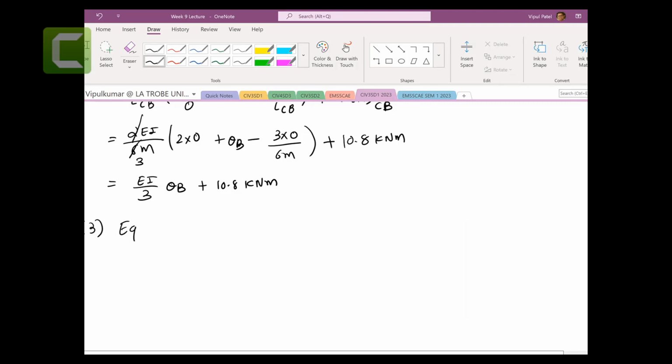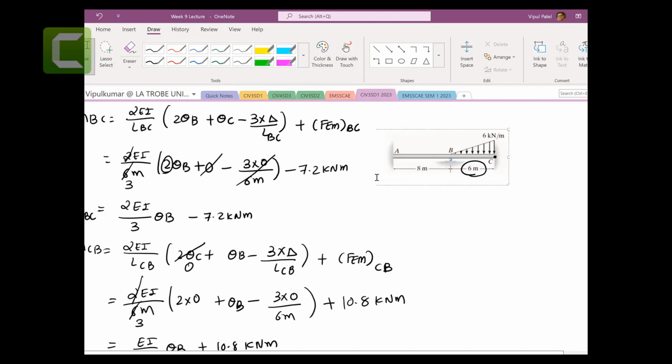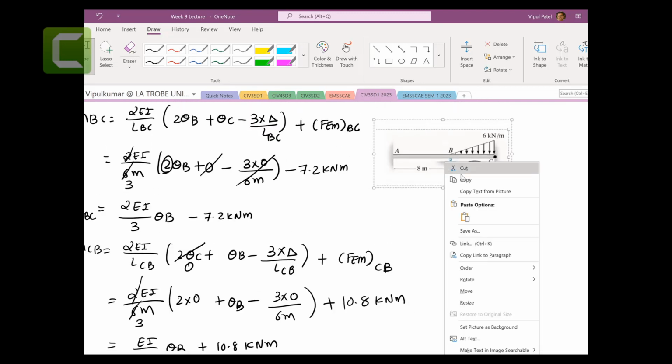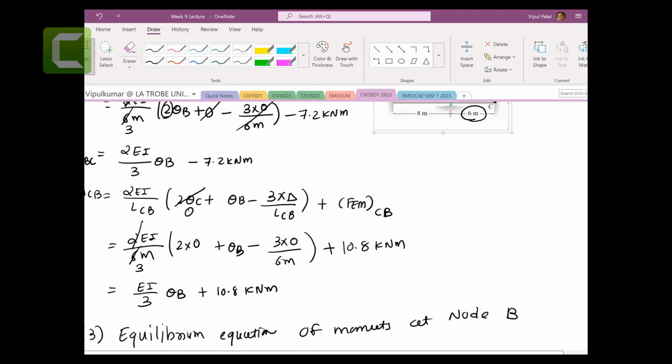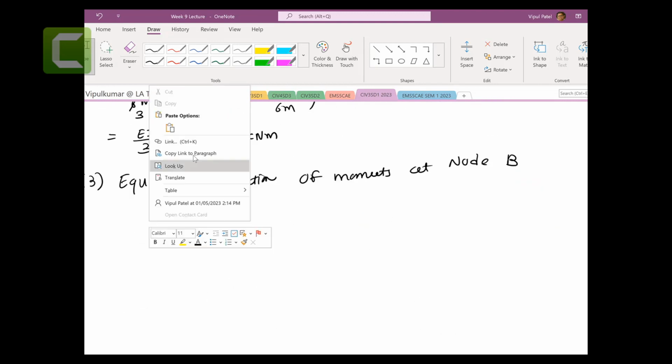So we're going to use equilibrium equations of moments, so moment equilibrium at node number B. Why do we choose node number B? Because at that node we have equilibrium, because you can see the kinematic indeterminacy. You remember that, right? So node number B is the one that we make unstable, so we make it fixed and so on.